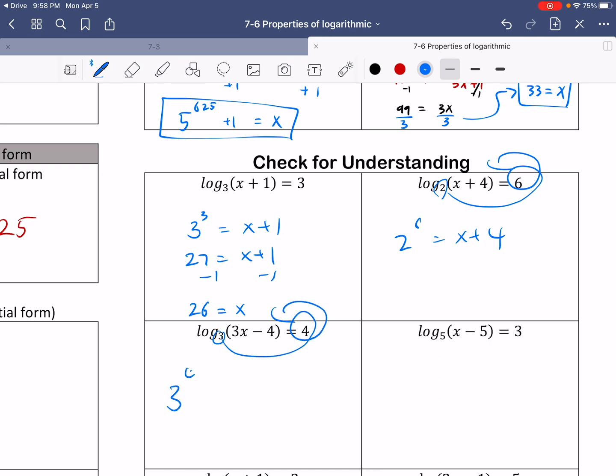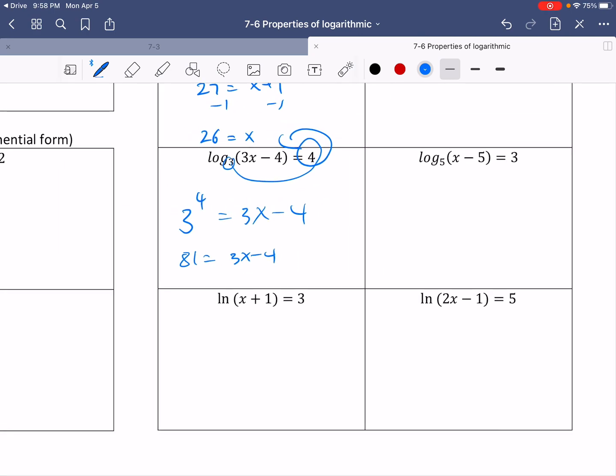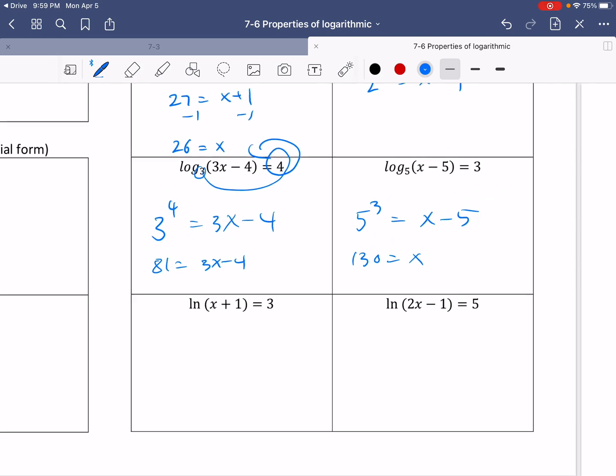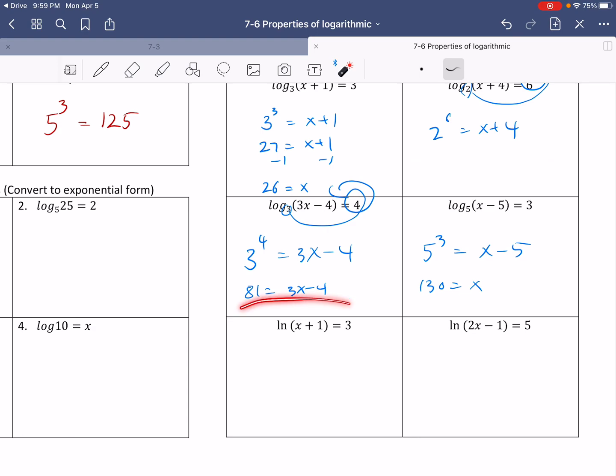You're going to get 3 to the 4th power equals 3x minus 4. And then you can try it from this by yourself. It's like 81 equals 3x minus 4. So most likely, I'm not sure, are you going to get a fraction? Maybe. Because 85 divided by 3, yeah, you will most likely have a fraction for this question. And it's 5 cubed equals x minus 5. It's 125, so it's 130 equals x. So here, I just wrote this one so that you guys can check your answer by yourself, even though I did not complete these 2 questions, but you can do it by yourself.